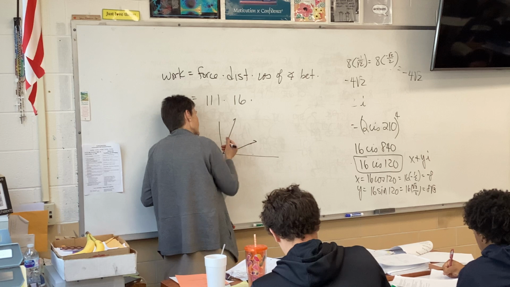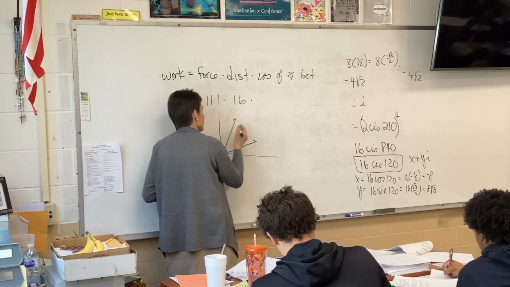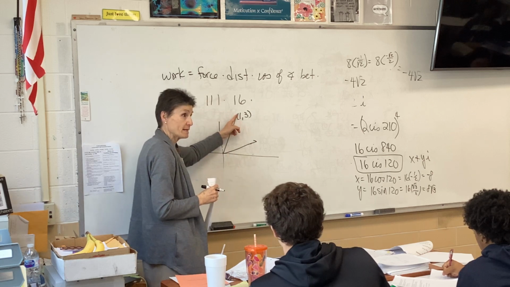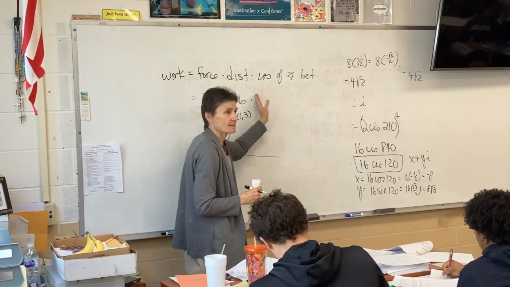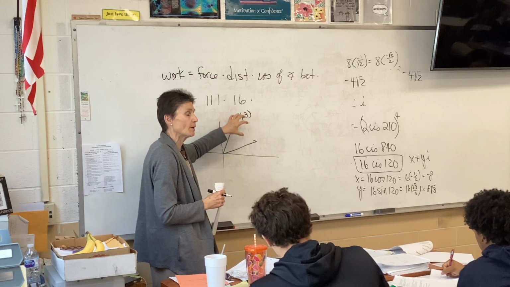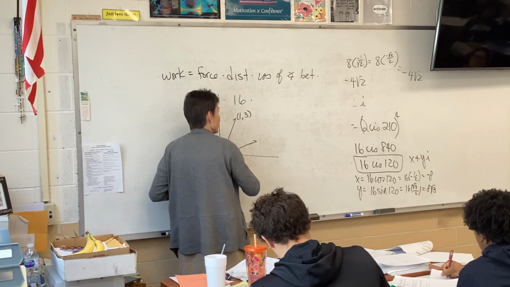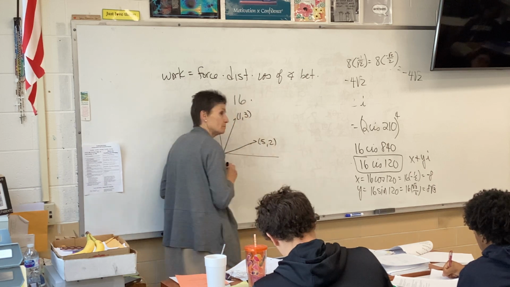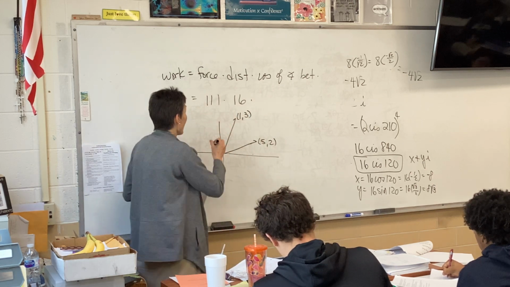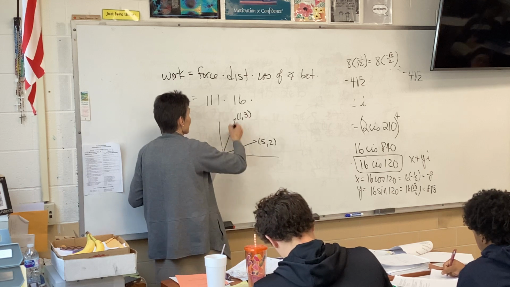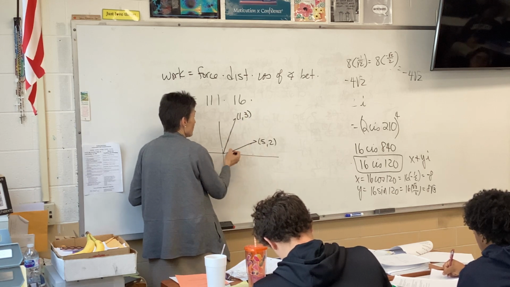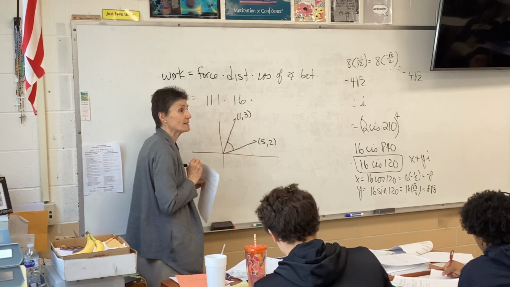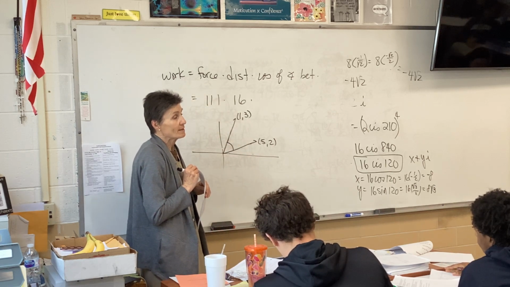So the object is moving on a vector that's over 1 up 3. Or over 2 up 6, it doesn't matter, that's the ratio. And the force is acting on it in the direction over 5 up 2. So I know that that vector is 16, I know this one is 111. All I don't know is what is the angle between them.